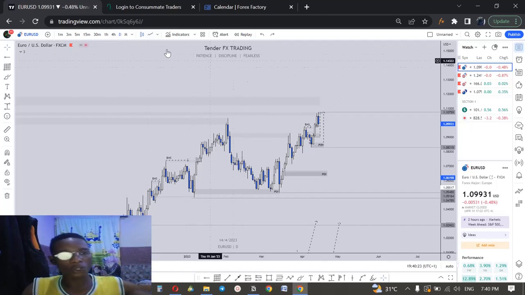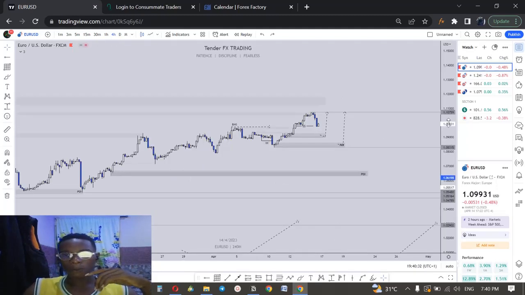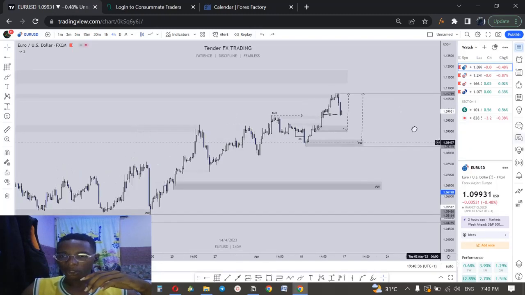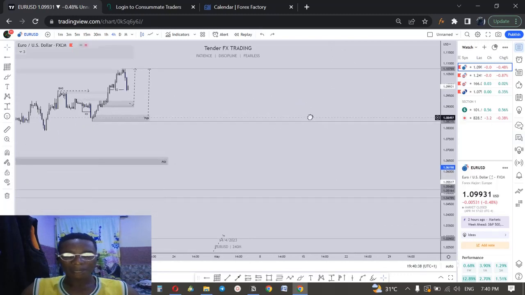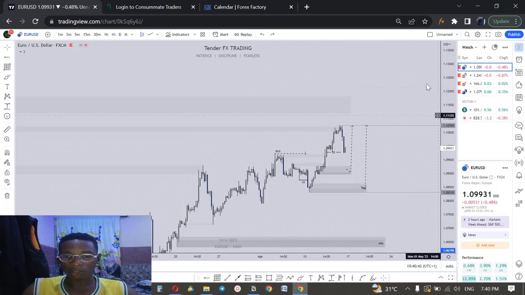I'm making this video so long and I don't really want to make it long. So let's go to the 4 hour time frame. Let me show us guys what I'm currently looking at. On the 4 hour time frame, you can see right here, this is my trading idea. This is what I'm looking at for the coming week.